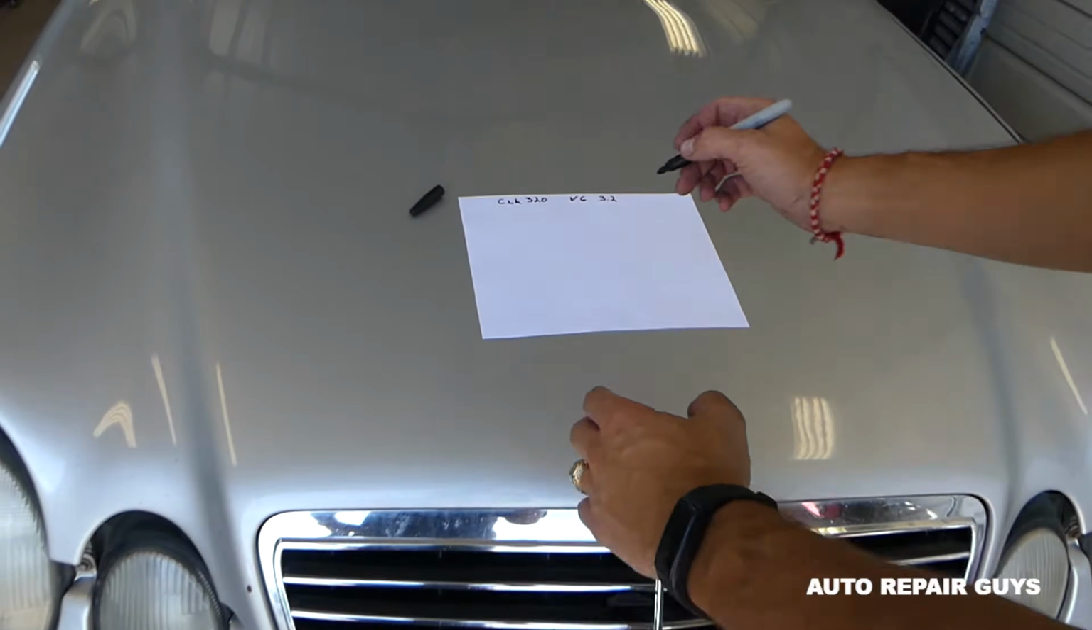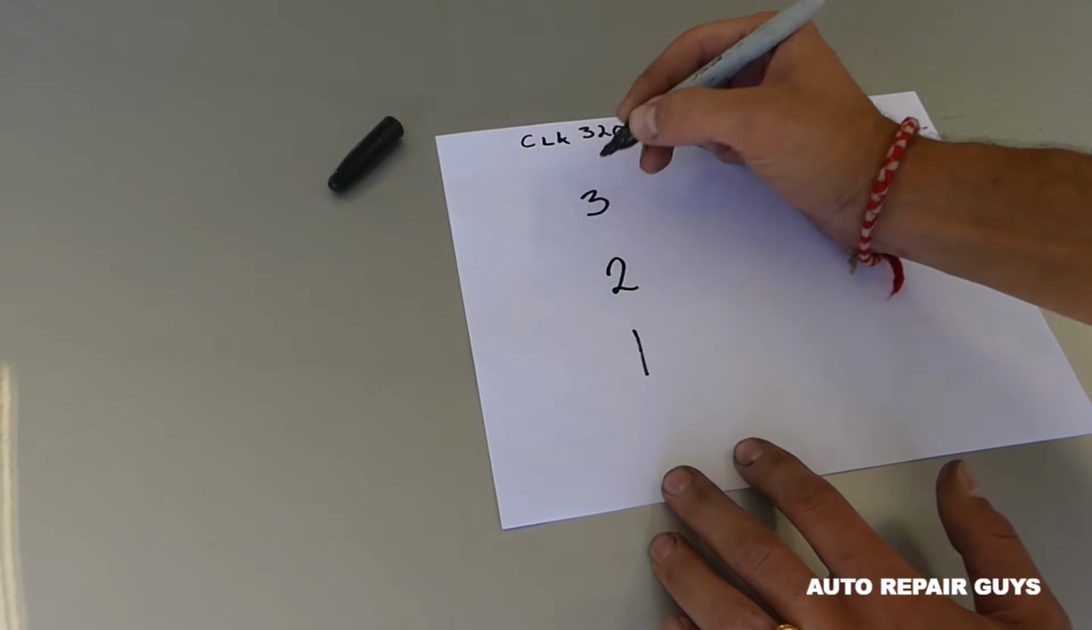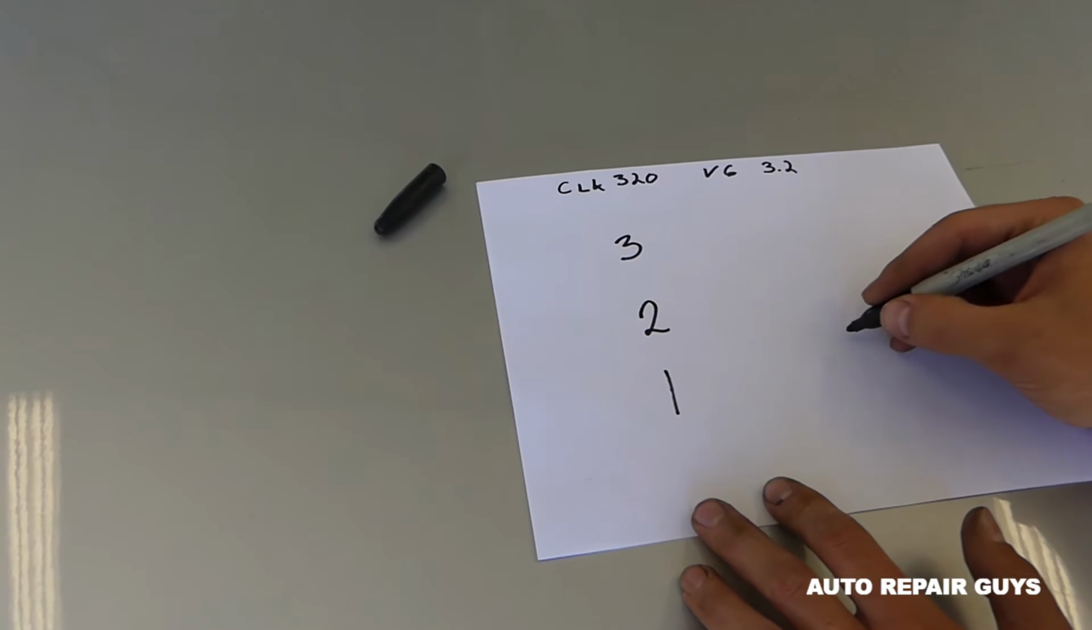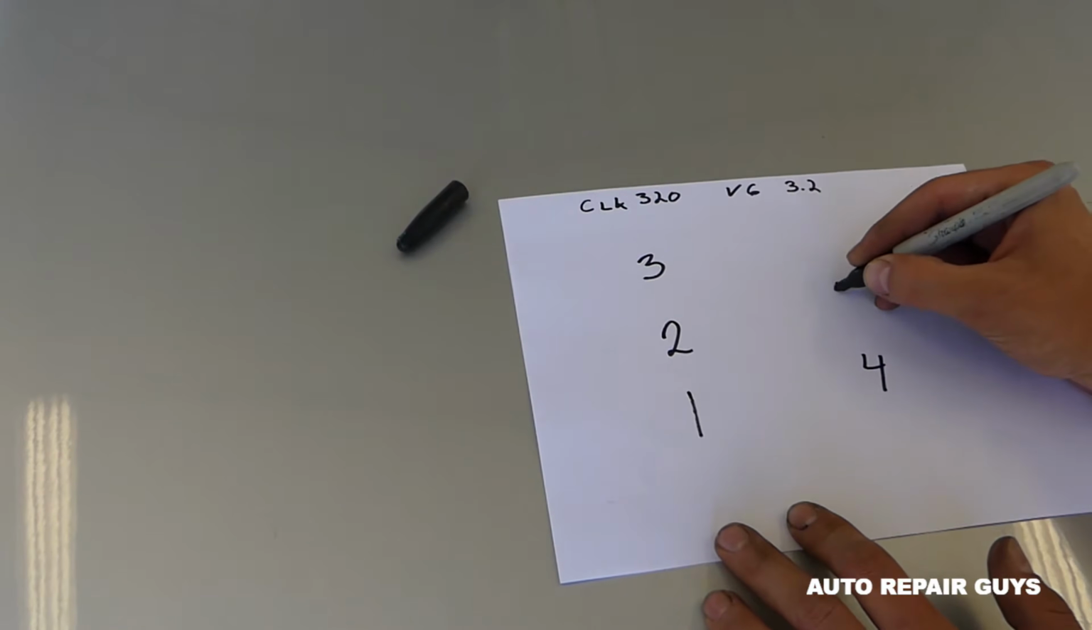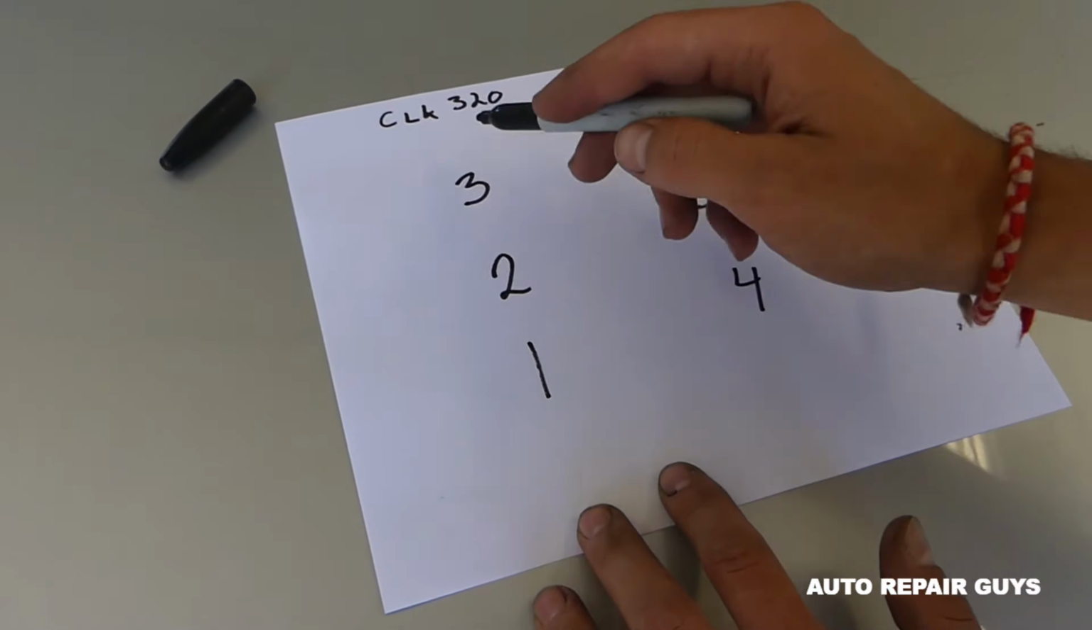Now this way, on the left side we have cylinders 1, 2, 3. That's how Mercedes came up with the idea. On the right side, facing the vehicle, you have 4, 5, 6. So those are the injectors, 1, 2, 3, 4, 5, 6.